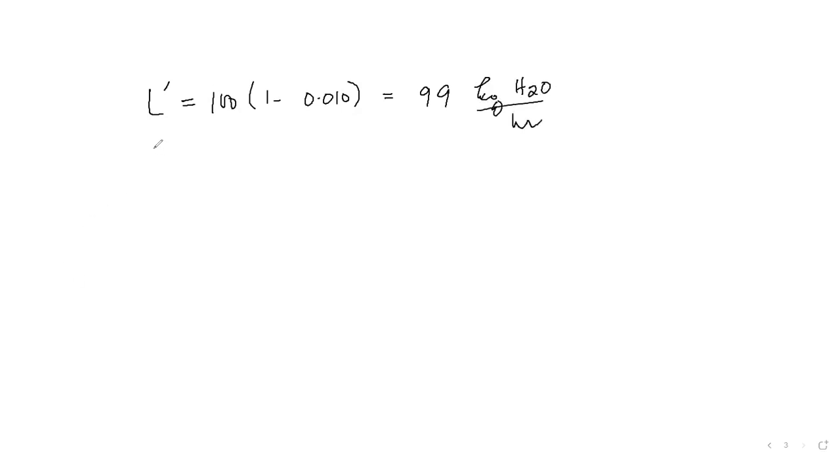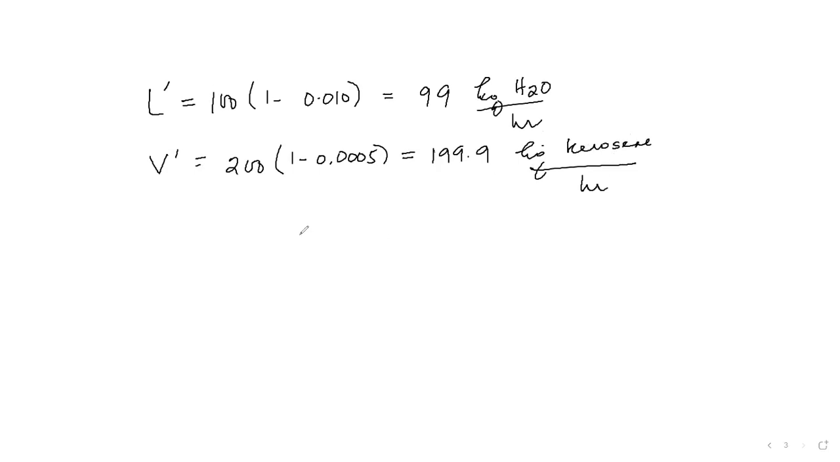You can do the same with that of the solvent, which is your kerosene. Your solvent is 200 and it's containing 0.0005 nicotine. So then the kerosene would be 200 times the quantity 1 minus 0.0005. And that would be your kerosene only. So in this case, you will have 199.9 kilogram kerosene per hour. Now, you know already the inert streams.